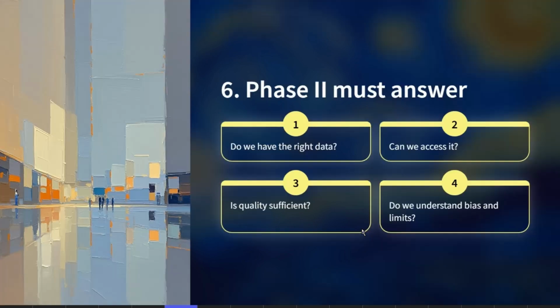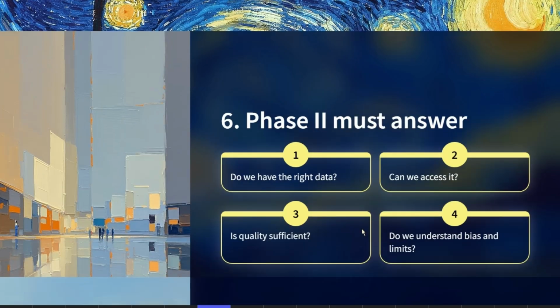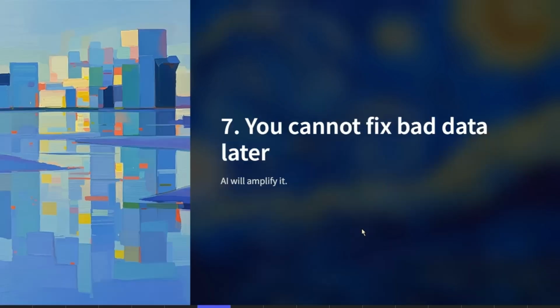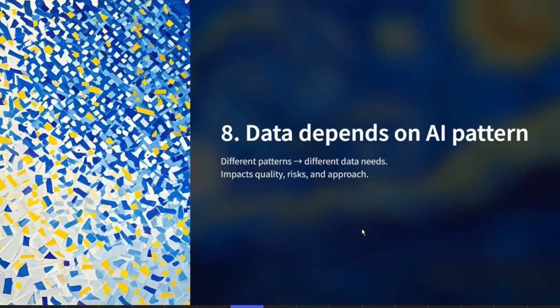Phase 2 forces us to answer four questions. Do we have the right data? Can we access it? Is the quality good enough? And do we understand its limits and bias? You cannot fix data later. AI doesn't correct it, it amplifies it.